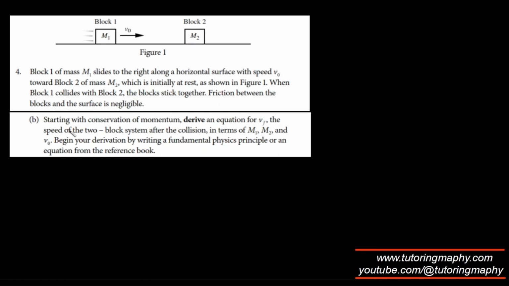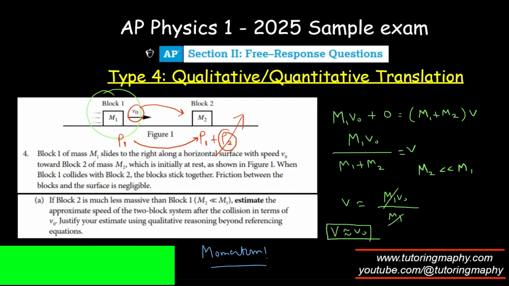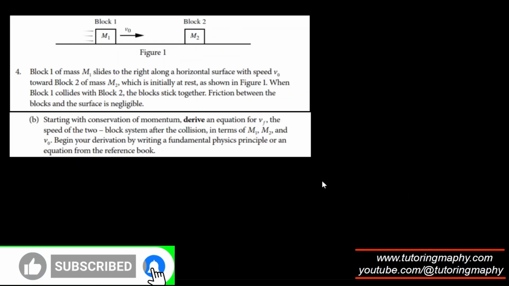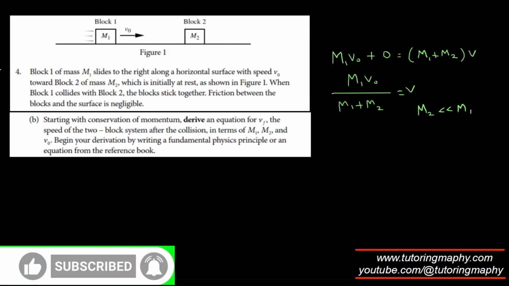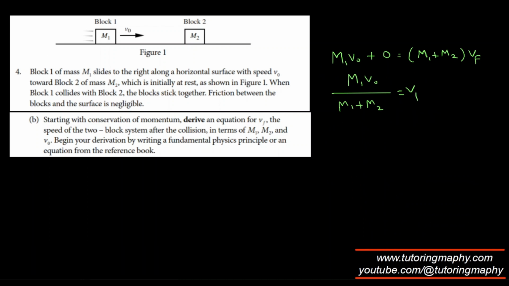Part B says that starting with conservation of momentum, derive an equation for v final, the speed of the two block system after the collision. Okay, so that's something that we already did last time. We already have our equation, right? So I can just copy and paste this over there, because the only difference is we will not be doing any approximation of the mass this time. So this will be the v final over here. And we have started with the conservation of momentum, of course. So after conserving the momentum, that's how the situation looks.